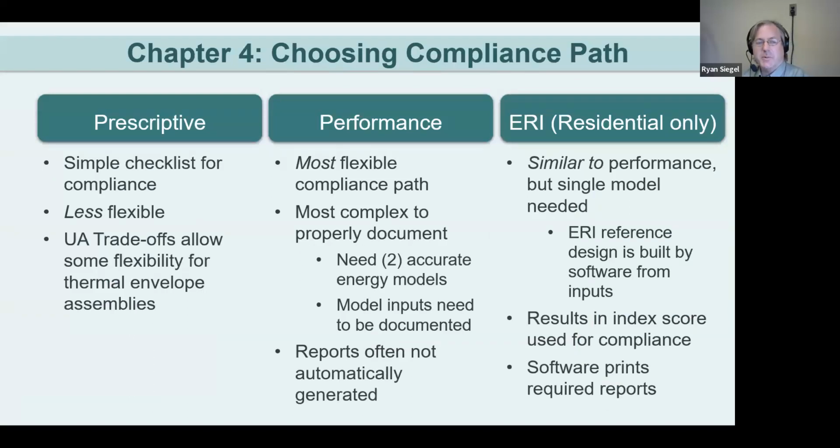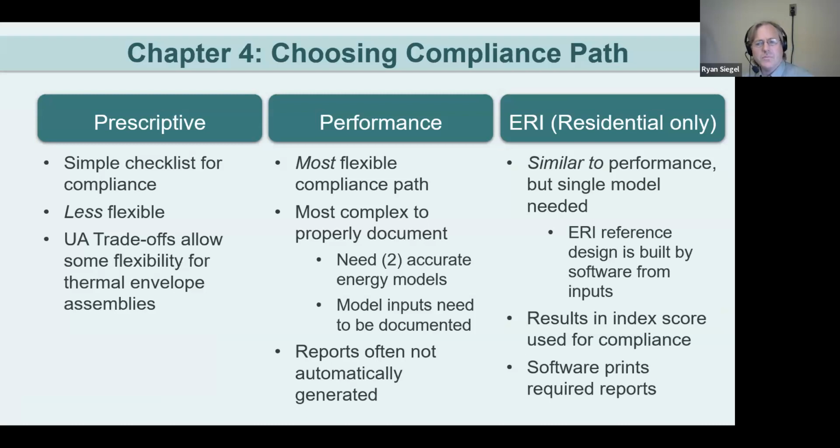So as far as compliance paths, this is where we get a lot of questions about prescriptive. So we've got prescriptive versus performance. Prescriptive is kind of like your shop. You get your grocery list and you've got to make sure you check off and get every item on that list. So prescriptive is a little less flexible.